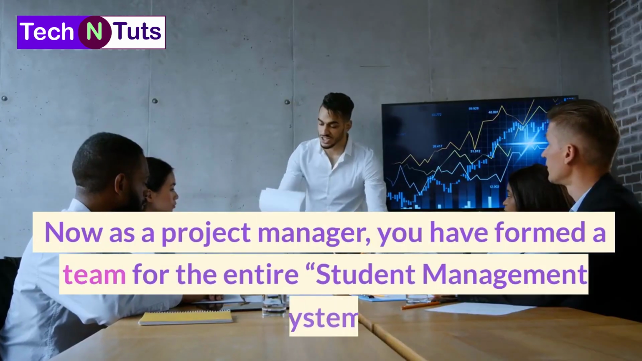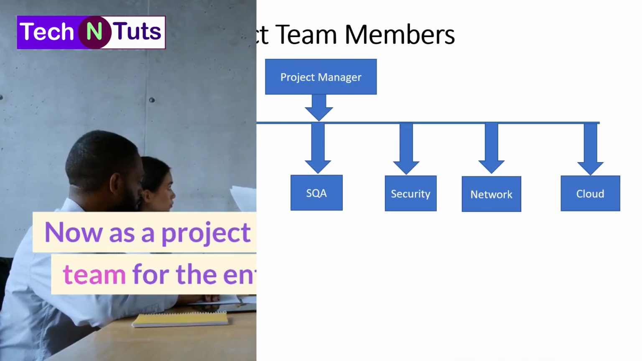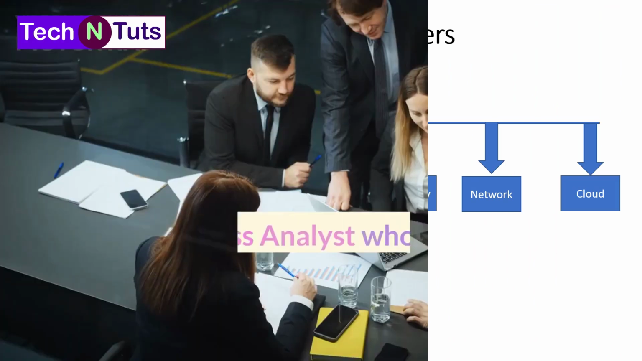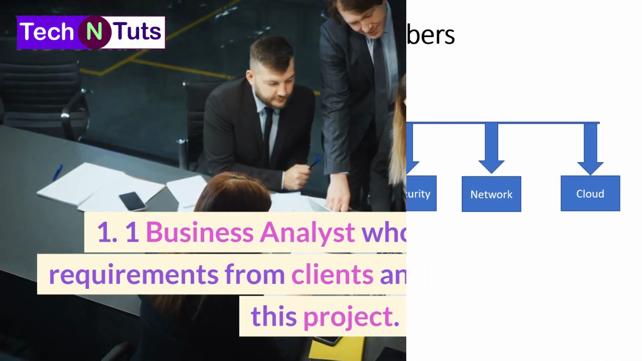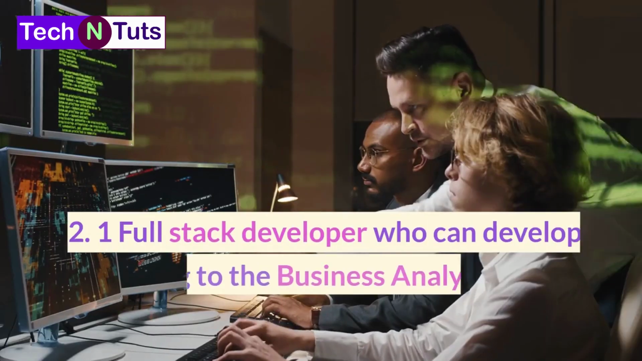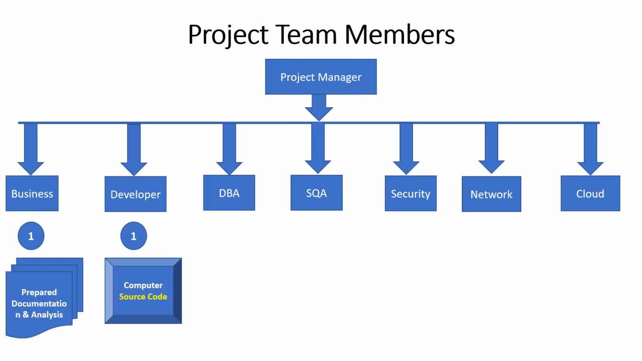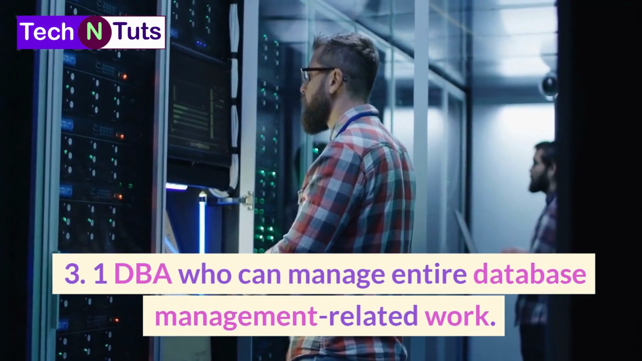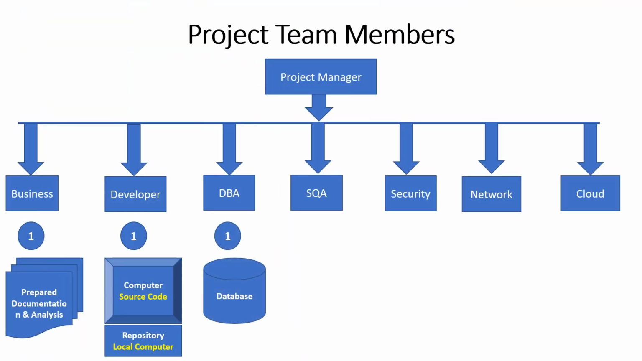Now as a project manager, you have formed a team for the entire student management system. Here, you have 1 business analyst who can collect requirements from clients and document them for this project. 2. 1 full-stack developer who can develop according to the business analyst's project documentation. 3. 1 DBA who can manage all database management-related work.